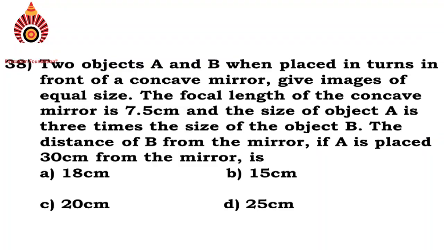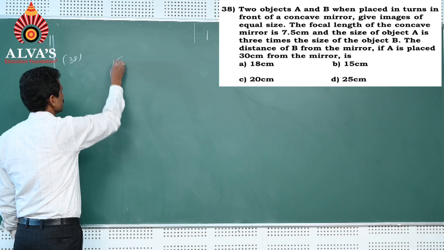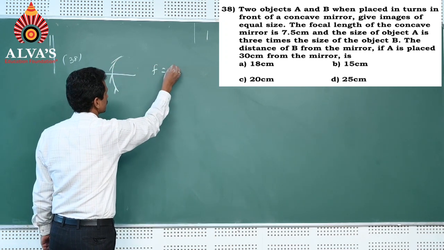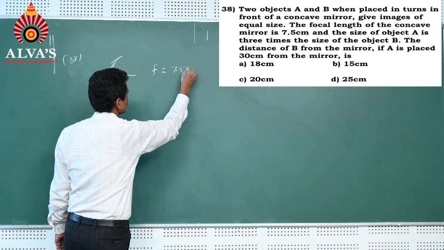Question number 38. Two objects A and B, when placed in turns in front of a concave mirror, give images of equal size. The focal length of the concave mirror is 7.5 centimeter and the size of object A is 3 times the size of object B. The distance of B from the mirror, if A is placed 30 centimeter from the mirror, is. In this problem, a concave mirror is given. The focal length of the mirror is given as 7.5 centimeter.